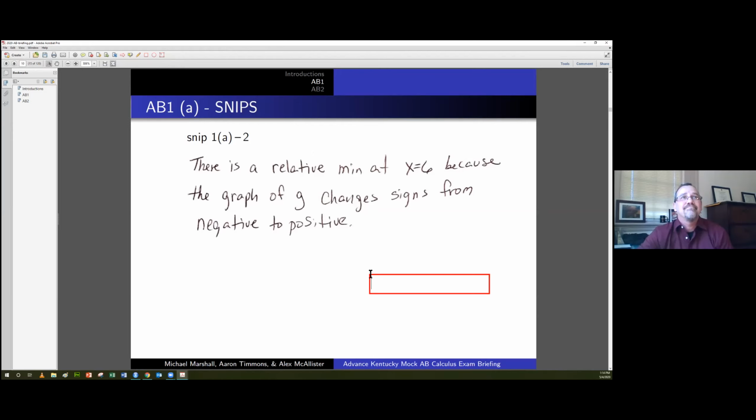This one, they say the relative min at x equals 6, they write out more, and they say the graph of g changes signs from negative to positive. In this particular problem, it's all right to just say g. They don't have to identify that f prime equals g because we said in the stem that it was the derivative. However, sometimes you have to make sure your students say that if it's not explicitly given, like when you do the fundamental theorem and you take the derivative of an integral function. But for this one, it's good. So this is also a 1-1.